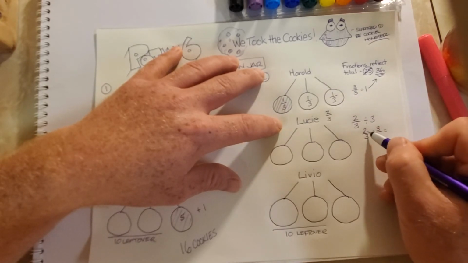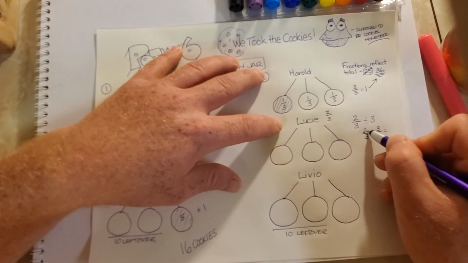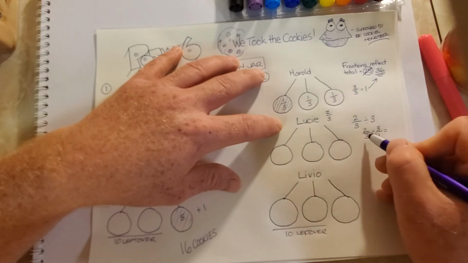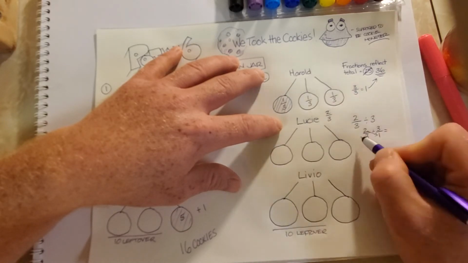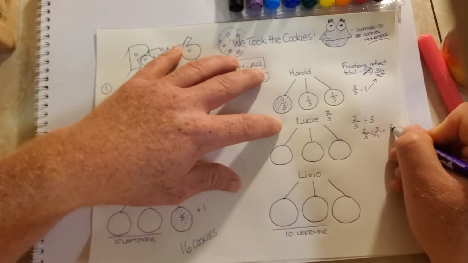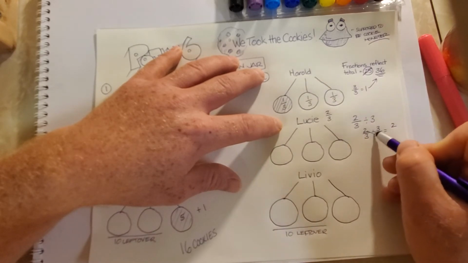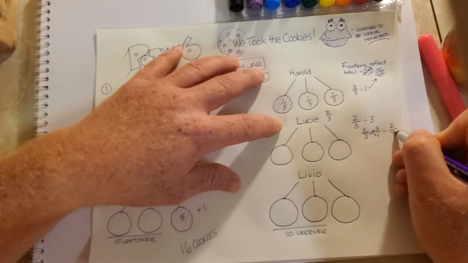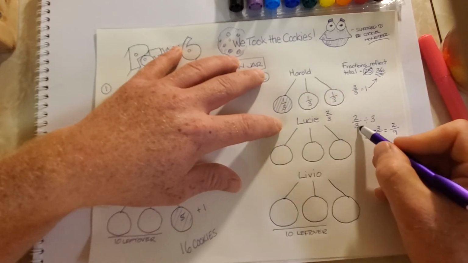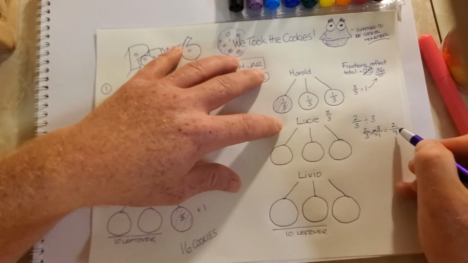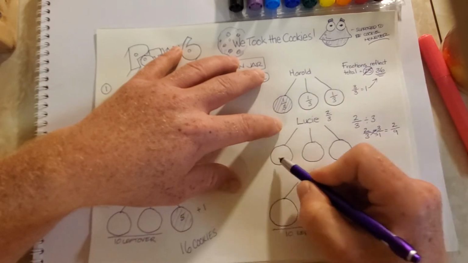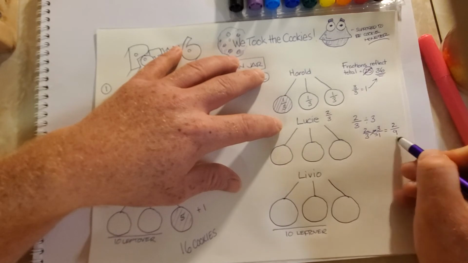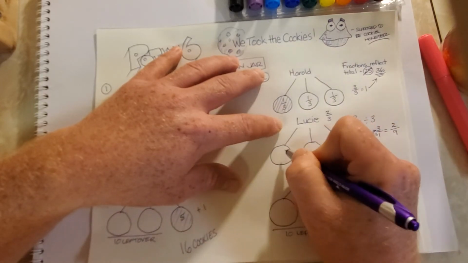Now remember, the only trick to dividing fractions is you have to cross multiply. So it's going to be 2 times 1. That's one of my crosses. All right, and then that becomes my numerator. So 2 times 1 equals 2. And 3 times 3, here's my second cross, equals 9. So 2/3 divided by 3 equals 2/9. So each one of these 3 piles is 2/9 of 36.